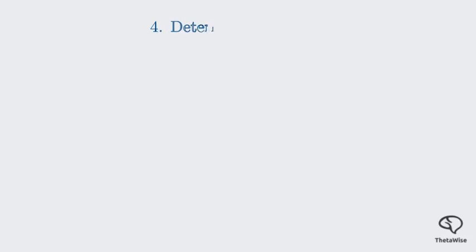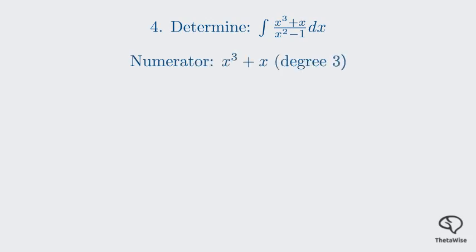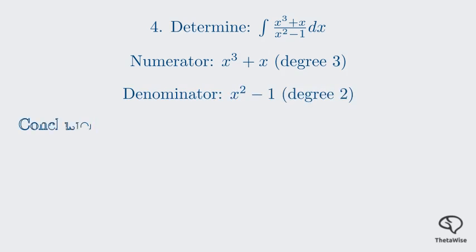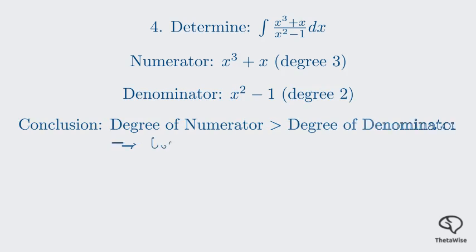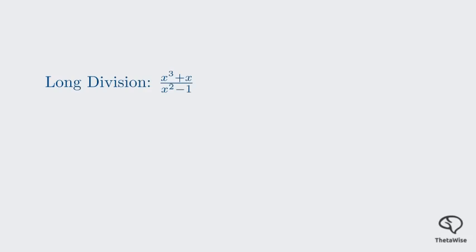Problem 4 is to integrate x cubed plus x divided by x squared minus 1. Let's check the degrees. The numerator x cubed plus x is degree 3. The denominator x squared minus 1 is degree 2. Since the degree of the numerator is greater than the degree of the denominator, we must use polynomial long division. This is the first step. Let's divide x cubed plus x by x squared minus 1.